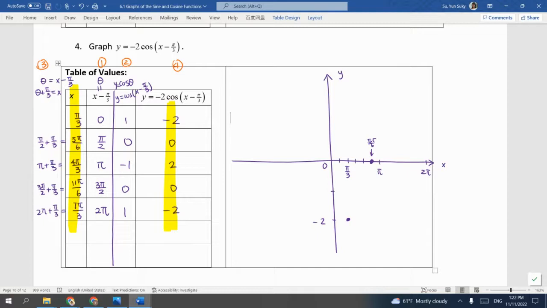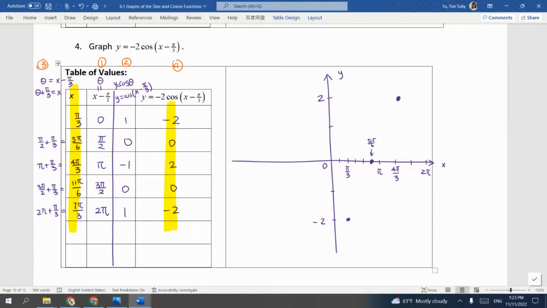You know, 4 pi over 3 is like pi plus pi over 3. So, pi plus pi over 3. So here, you cut it into 3 pieces, and then this piece is 4 pi over 3. Yes, everybody? This is 4 pi over 3. And the y is what? 2 right here. Yes.